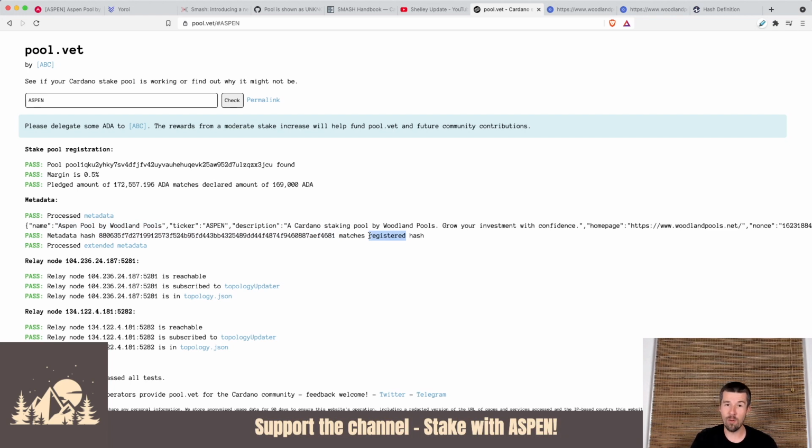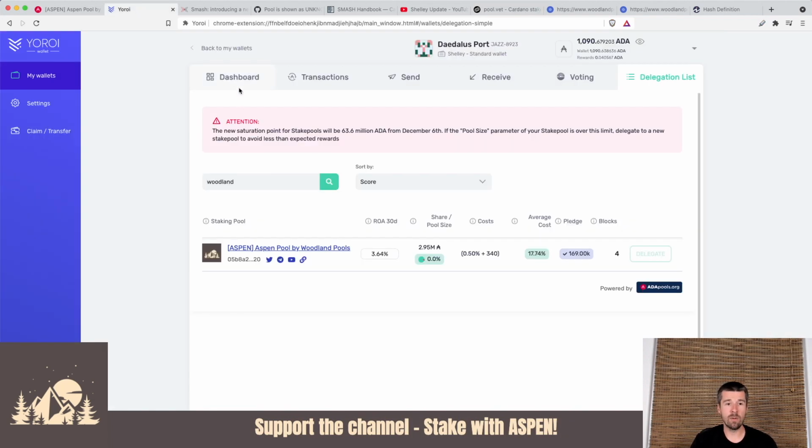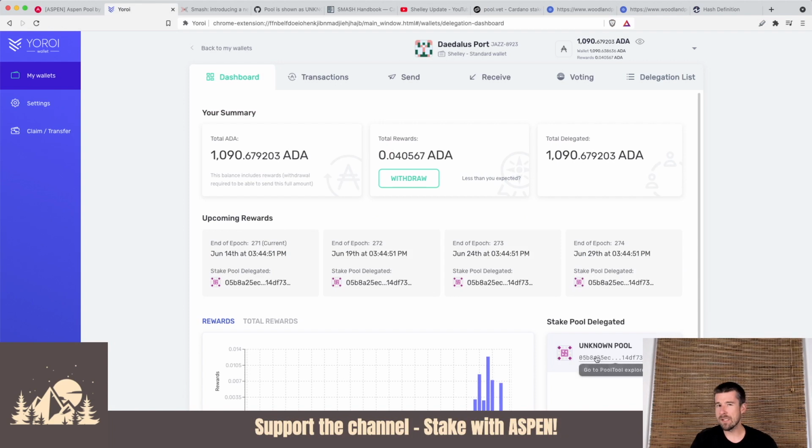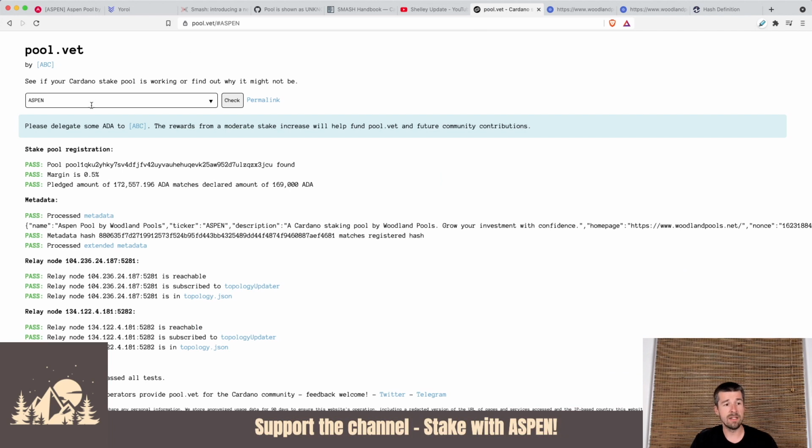But moving forward, pool.vet is a great site that you can use, and you can pass it along to your friends in the Cardano community who are also delegating their ADA. You can now give them a very simple way, when they say, hey, my pool says unknown pool, is this a bad thing or is it just Yoroi lagging behind? You can say, come to pool.vet, check the pool, see if everything passes green. If it does, it just means that Yoroi is out of date. If it doesn't, there might be a problem. You might want to find another stake pool to delegate to.